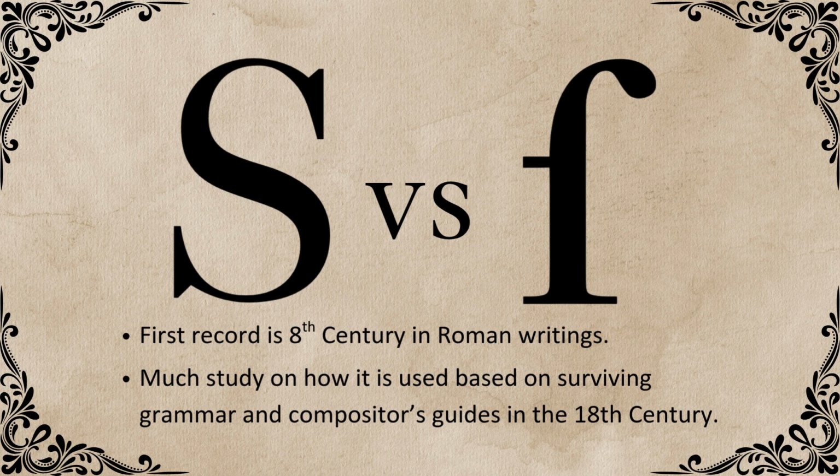Like most of our letters, the long S started in handwriting, with the earliest appearance in 8th century Rome. Some version of the long S existed in most, if not all, fonts until the 18th century. There's not a whole lot of why in the historical record for the reason behind this. However, we can learn a lot about its use from primary documents, including dictionaries, grammar, and compositors' guides, especially from the 18th century.